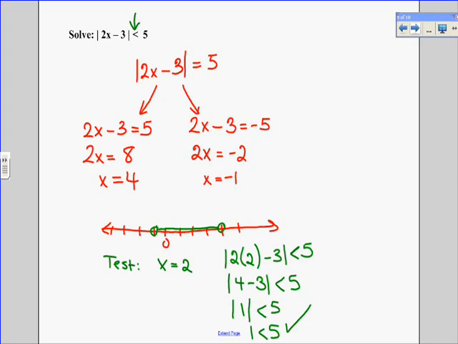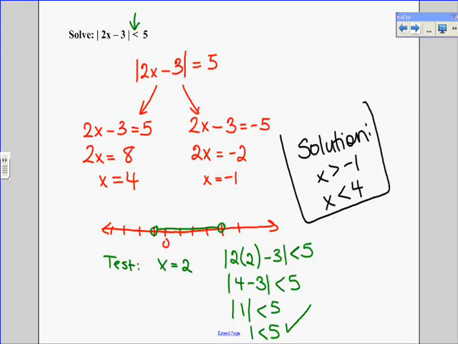I'm kind of running out of space here, so I'll put it over on the side. Our solution would be that x is greater than negative 1 and x is less than positive 4. Okay? So any value of x that falls between those 2 points will make my inequality true.